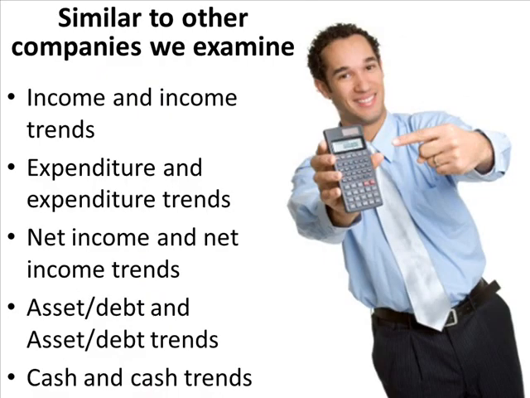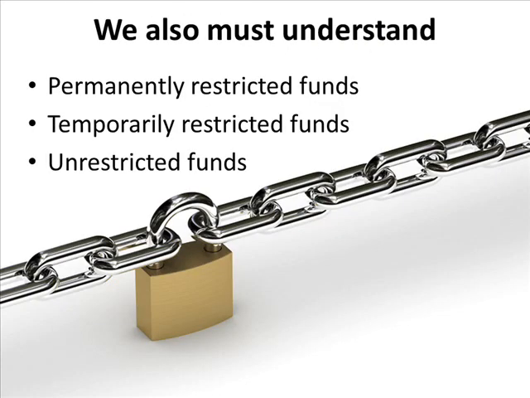In the same way as evaluating for-profit organizations, when we're evaluating nonprofit organizations, we look at income and income trends, expenditure and expenditure trends, net income and net income trends, which is called profit in a for-profit context, asset, debt, and asset debt trends, and finally cash and cash trends. But in a nonprofit context, we also have to understand permanently restricted funds, temporarily restricted funds, and unrestricted funds.